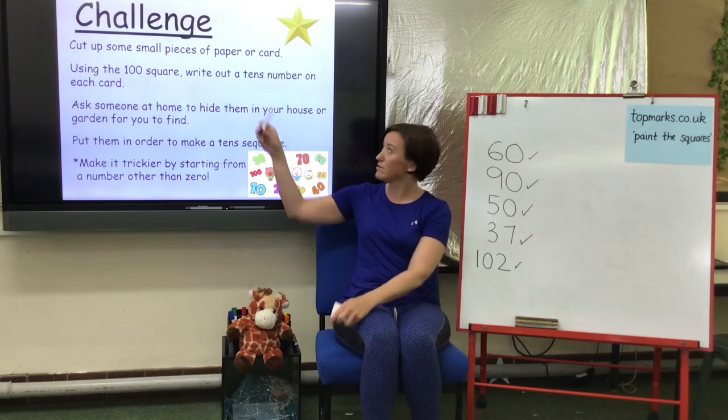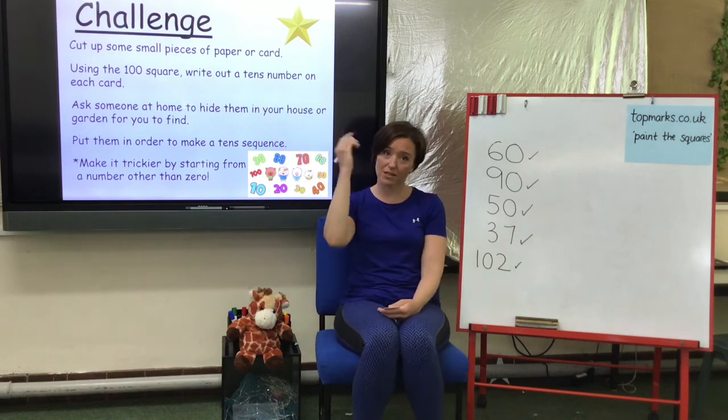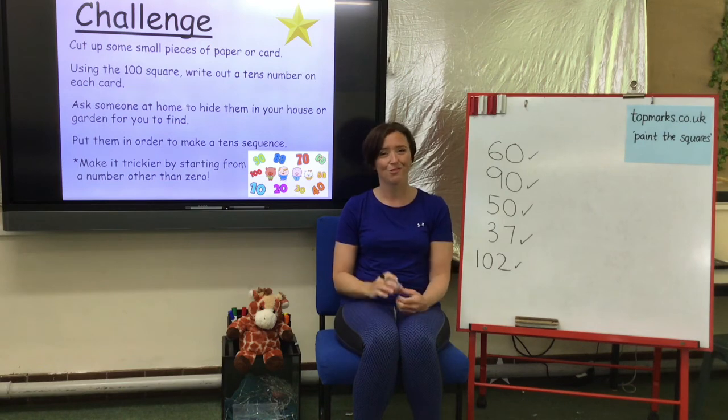Okay, now my last point says make it trickier by starting from a number other than 0. So when we were counting starting from 3 and 7 and so on, we were still counting in steps of 10, but it was a little bit trickier. So if you want to make it a bit harder, try it like that.